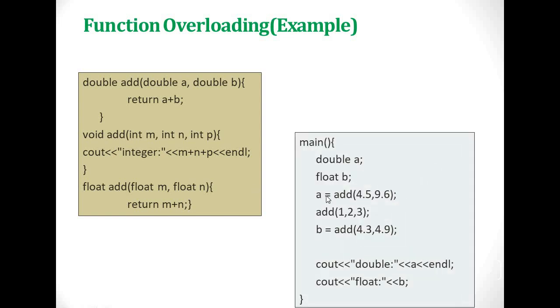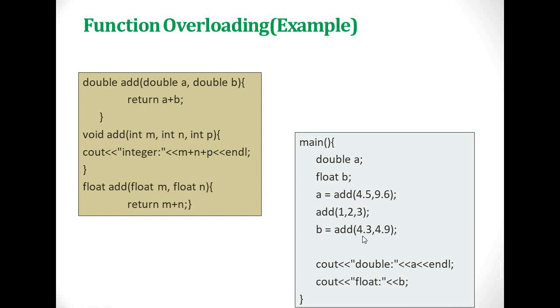Now in the main function, we just declare the variables. Double a will be holding a, and then float b will be holding b. Now a equal to add of 4.5, 9.6. This will be moved to the double function, and then the values are returned. And then add 1, 2, 3. This will be the integer version, normally added and then printed.